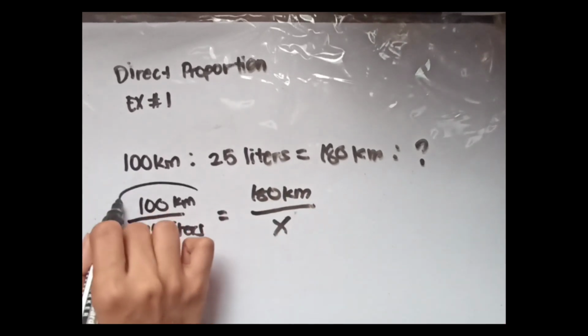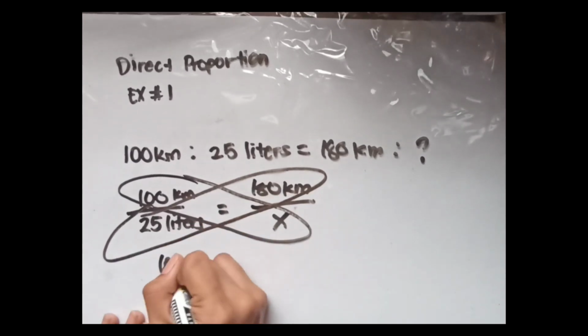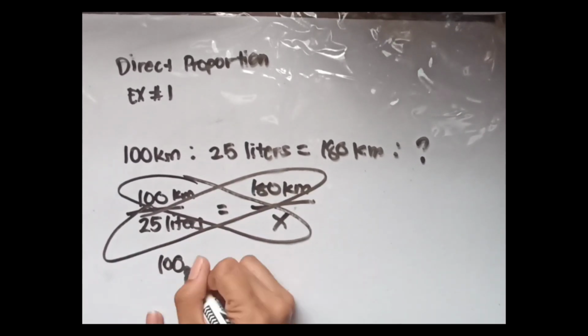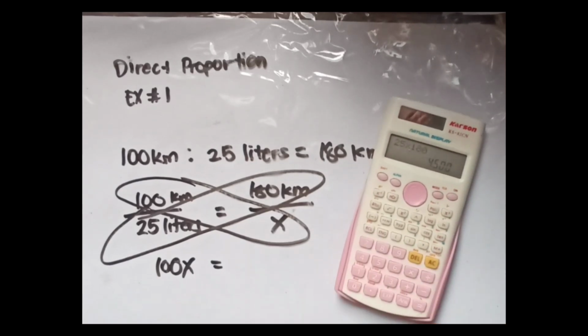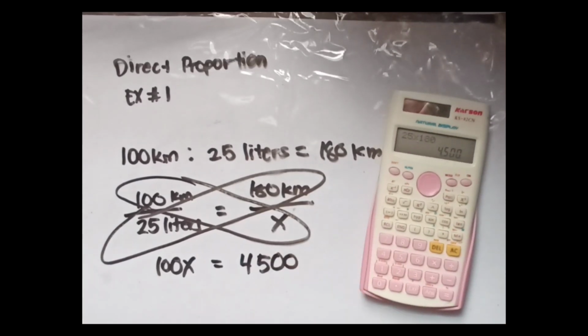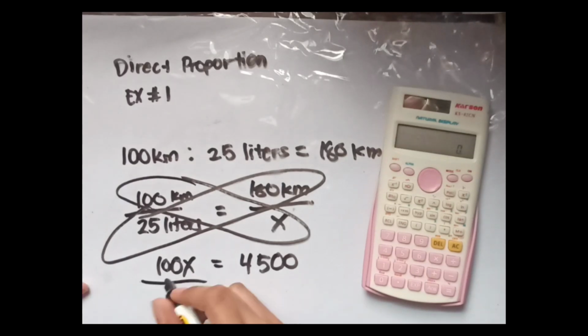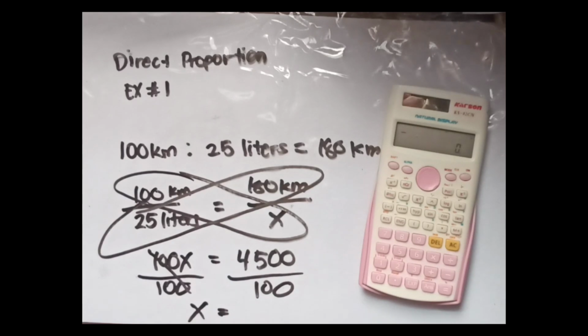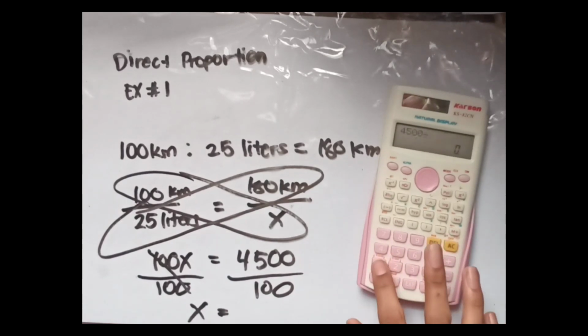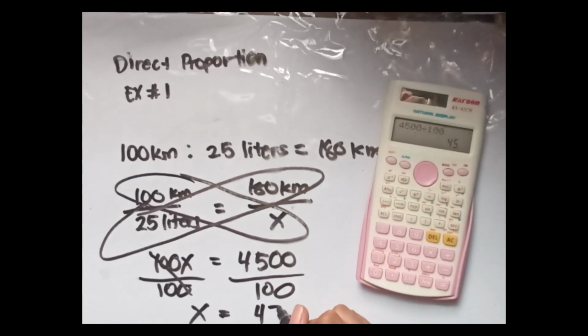Katulad ng kanina, ito-cross multiply natin yung given. 100 km times x is equal to 100x equals 25 times 180 is equal to 4,500. And then, i-divide natin siya both sides by 100. Maka-cancel out na natin ito, matitira na lang ay yung x. 4,500 divided by 100 is equal to 45.